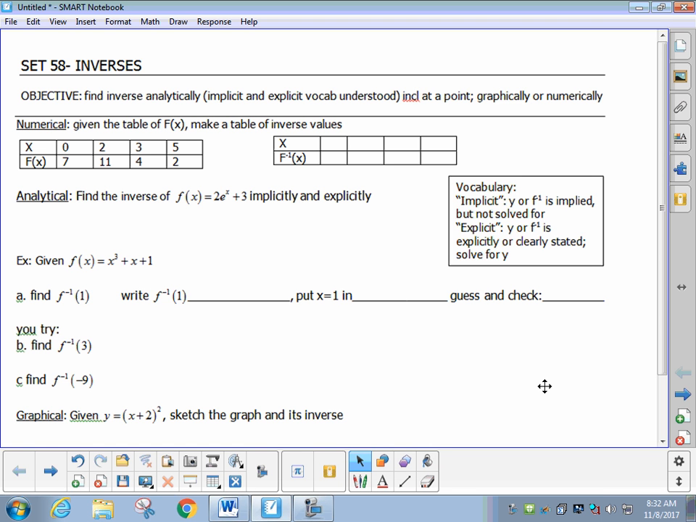Numerically is super duper easy. Say you have this table of x and f of x, and I asked you to graph the inverse function. Do that quickly, and if you know what you're doing, it should take about 15 seconds, 10 seconds.